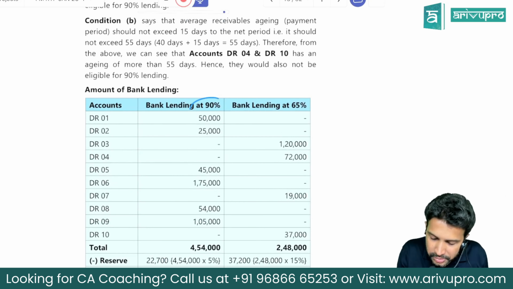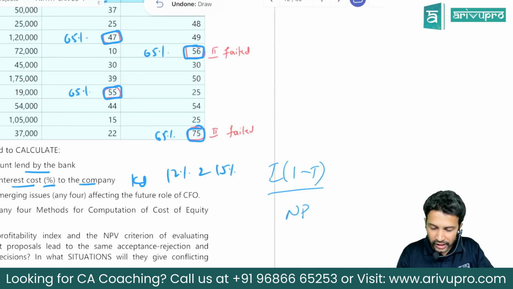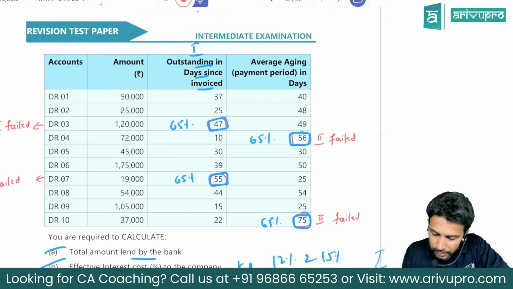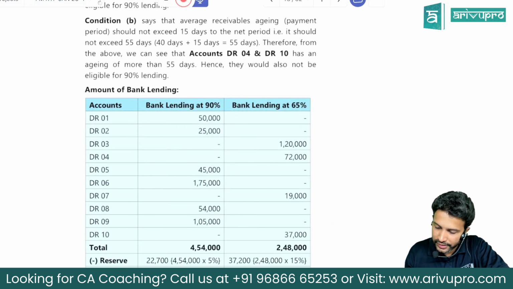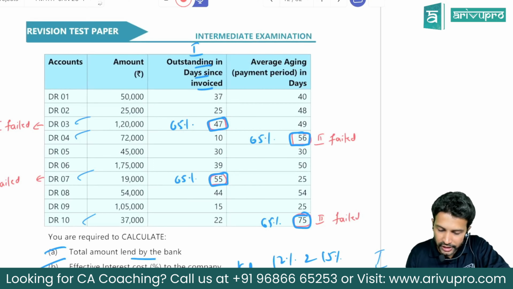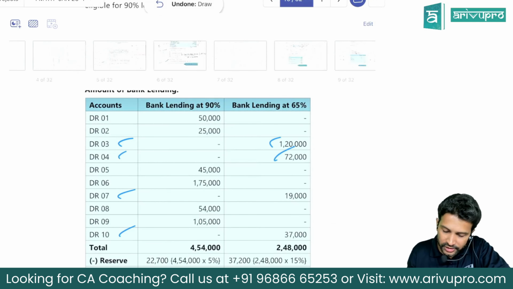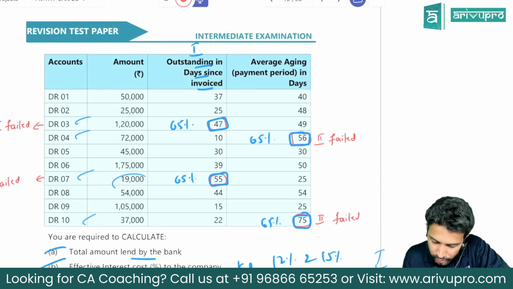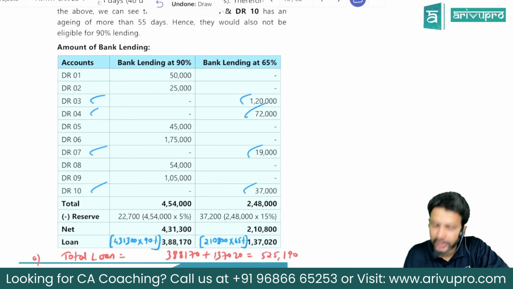Some debtors are eligible for 90% lending and some are eligible for 65%. Who are eligible for 65%? Debtor numbers 3, 4, 7 and 10. That's what they've written here. What is the value of 3 and 4? 120 and 72. What is the value of 7 and 10? 7 is 19,000 and 10 is 37,000. 19 and 37, correct?